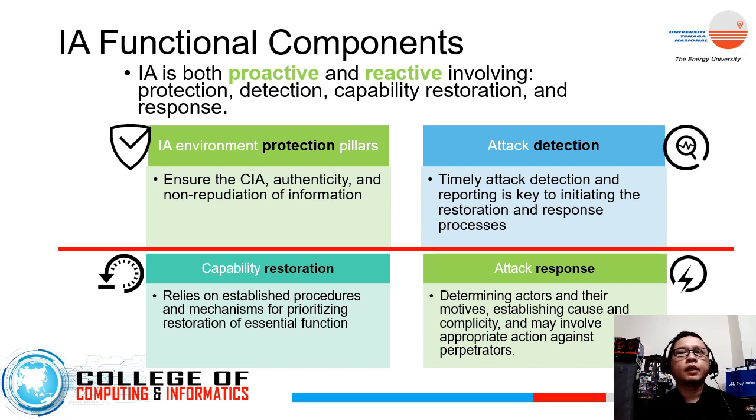So proactively, there must be a certain way for you to establish protection for your information asset. So you need to ensure the CIA. Remember what CIA is? You have learned that before in computer security and cyber security essentials, where CIA is the confidentiality, integrity, and availability of your information or your information asset. And also you need to ensure the authenticity and the non-repudiation of information.